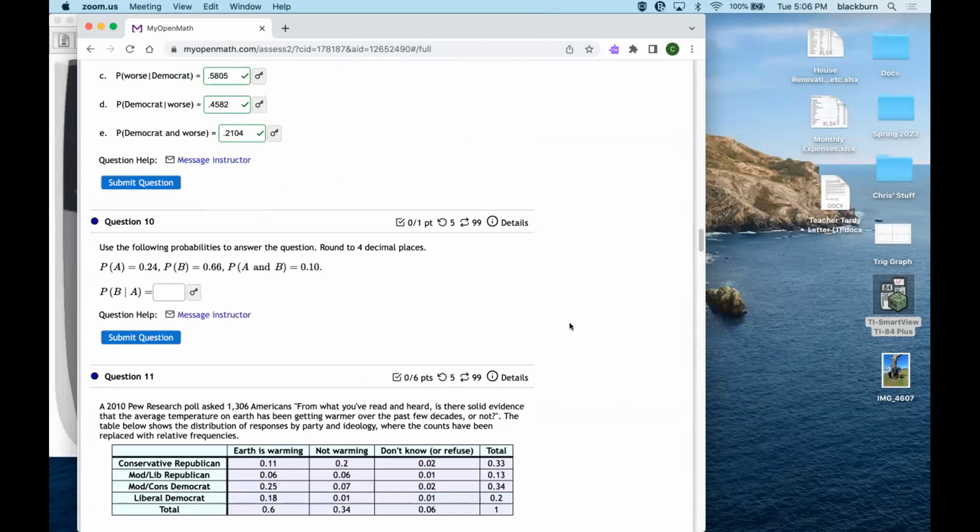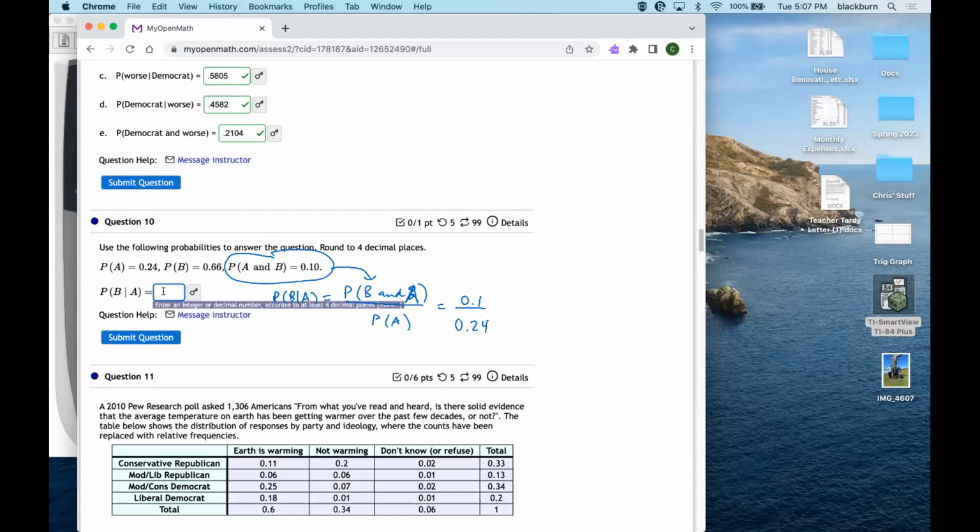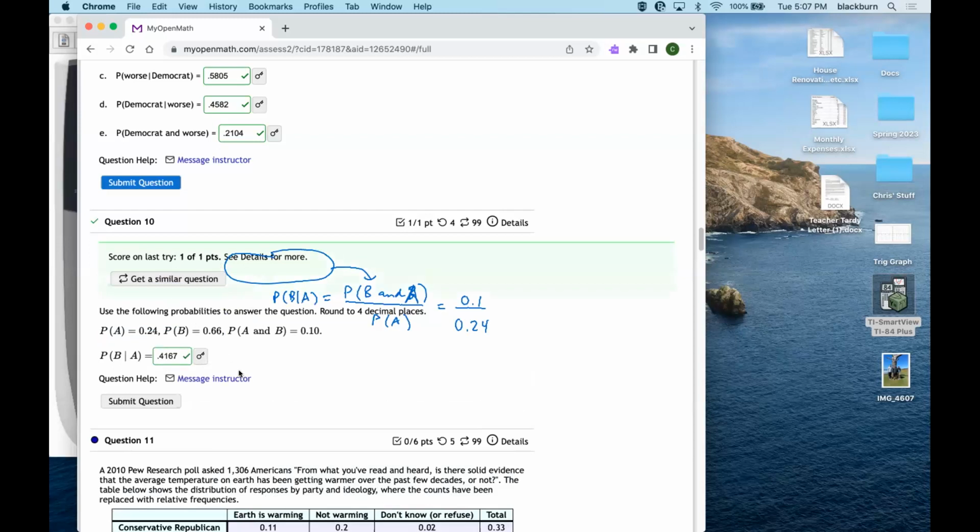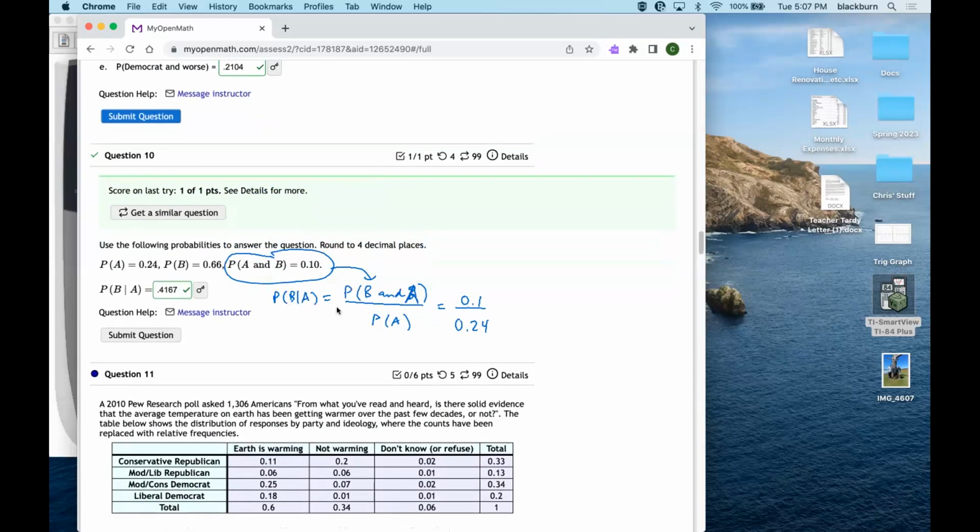Find the probability, use the probabilities to answer the following question, round to 4 decimal places. So, right, we're just going to use the formula. Probability of B given A would be the probability of B and A. B and A is the same as A and B, so these two are going to be the same. Divided by probability of A. So I'm going to do 0.10 divided by 0.24. And let's see what we get. 0.10 divided by 0.24. I get 0.4167. Okay. So it's just straight up use the formula for that one. So that one should be pretty straightforward.